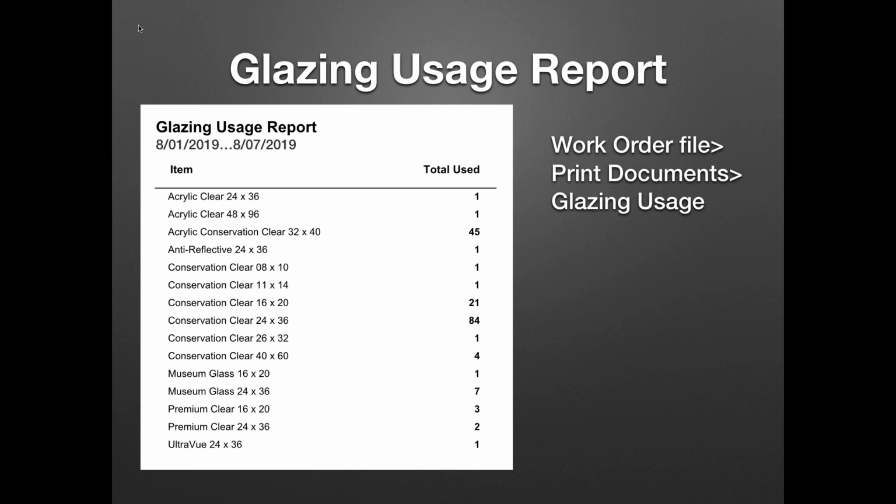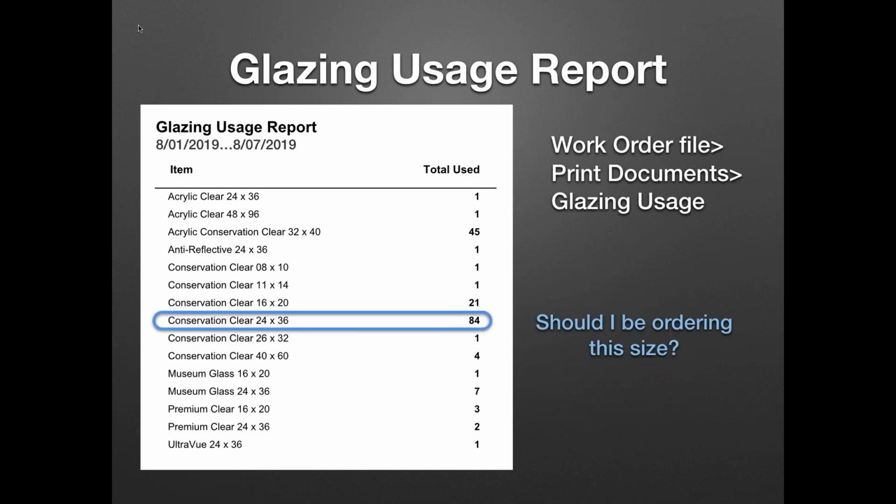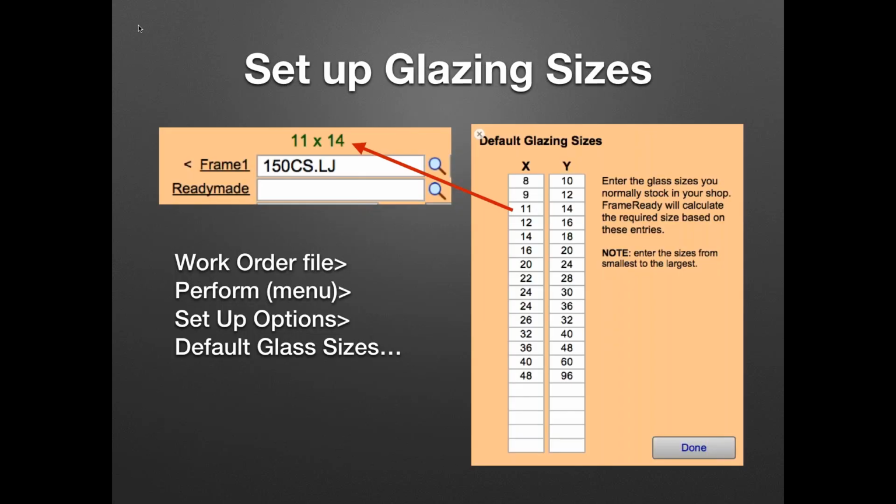Now you'll notice that it tells you Conservation Clear 8 by 10, 11 by 14, 16 by 20. Those numbers are important, and I'm going to show you where those numbers came from. So, should I be ordering this size? On your work order screen, right above the Frame 1 field is where you're going to see some numbers in green. This is the suggested glass size that would work best for this piece that you're framing.